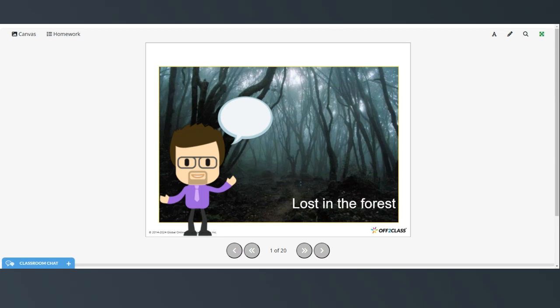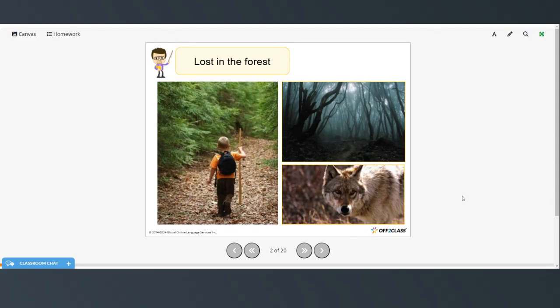This is a B1 level speaking lesson. Today we're going to be practicing telling a scary story and using transition words and the past continuous verb tense. All right, so this is going to be a scary story about being lost in the forest.